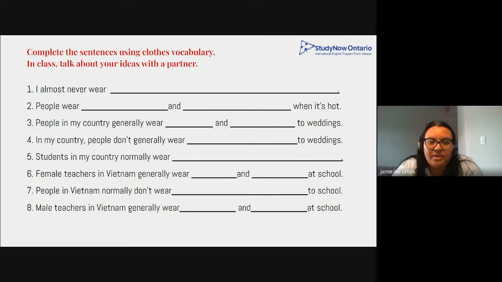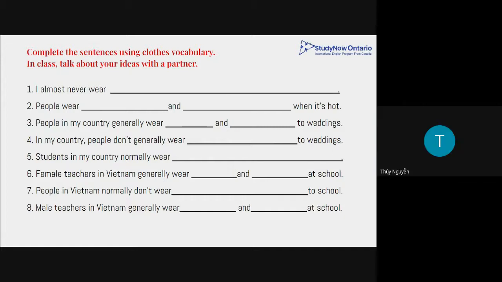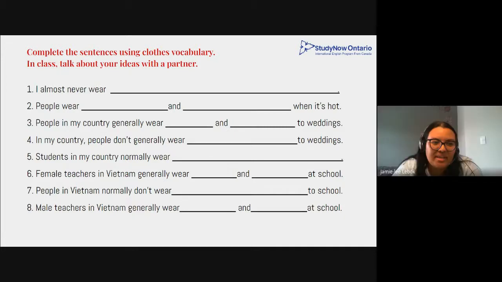Now, over here on the next slide, we are going to complete the sentences using clothes vocabulary. You can complete the sentence with any of your ideas. Okay, T, can you hear me? Yes. T, tell me, sentence number one, could you complete that for us? What would you say for sentence number one?